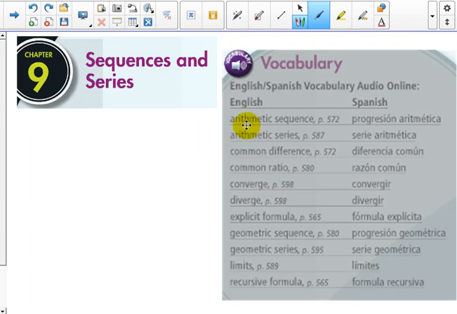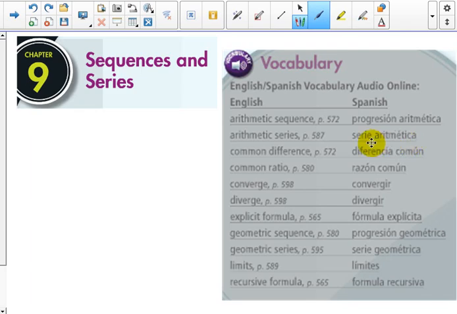So the first word is arithmetic sequence. So say arithmetic sequence. Good. And now, here we go with Spanish. The same word in Spanish is progresión aritmética. Progresión aritmética. So say it. Thank you. All right, now arithmetic series. And I think it's serie aritmética. Say it.